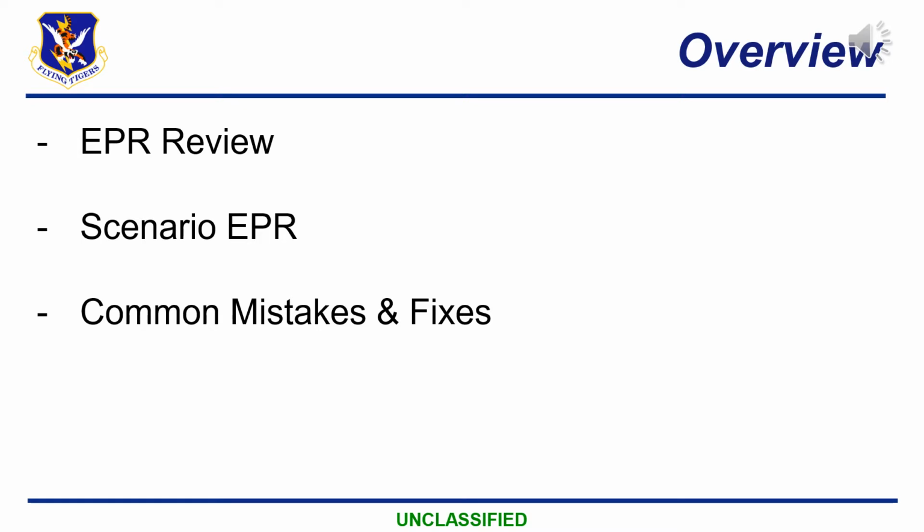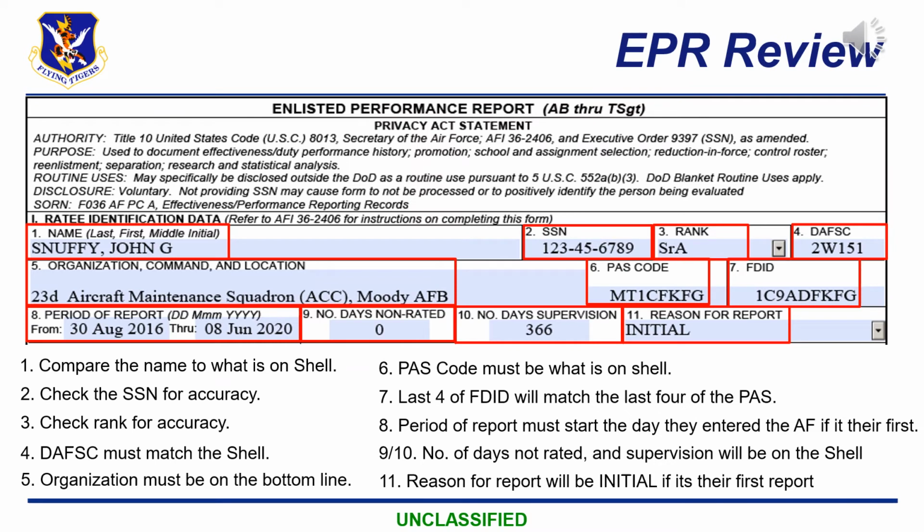The slideshow overview: we're going to be talking about EPR reviews. I threw in a couple of scenario EPRs, common mistakes, and how to fix them. After you write the EPR, you want to make sure that you do a thorough EPR review. The place with the most common mistakes is in block 1, the ratee identification data. These are easy to fix, easy to identify, and this guide should help you do that.